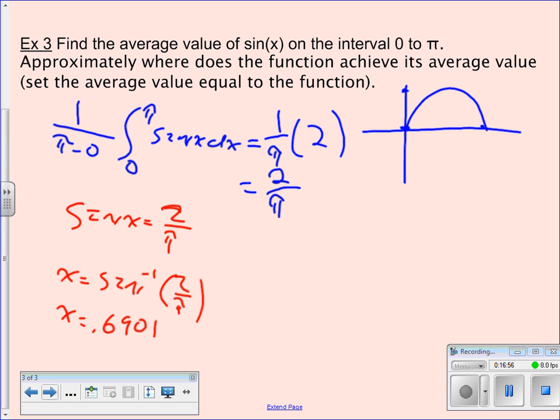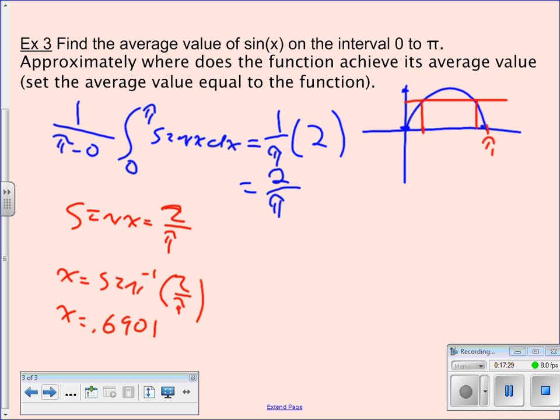Does it actually achieve it at another point? Yeah, because it does it right here. This is pi, so that's 3.14. You're saying it's right about here where it achieves its average value. Is that the only place where it achieves the average value? No, it's got to hit it over here as well. Same thing. It hits it in 2 places.